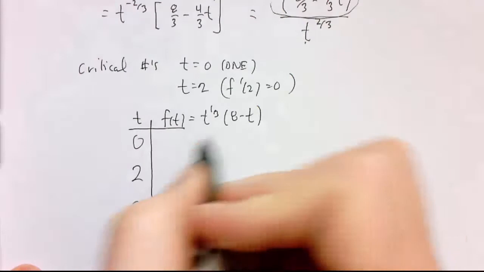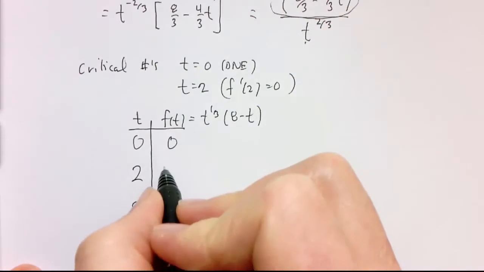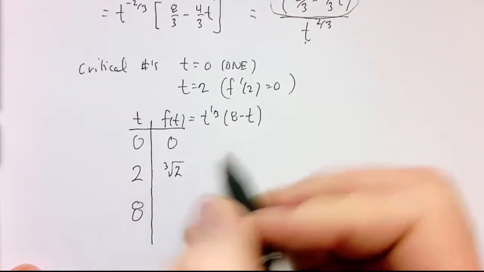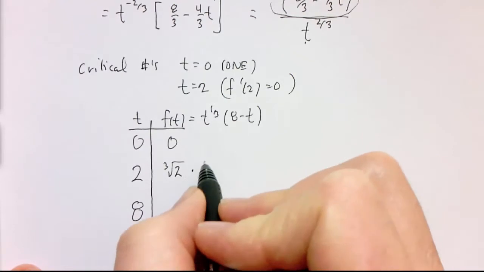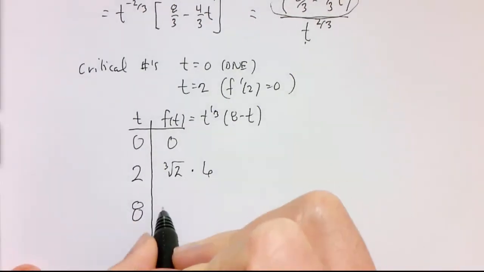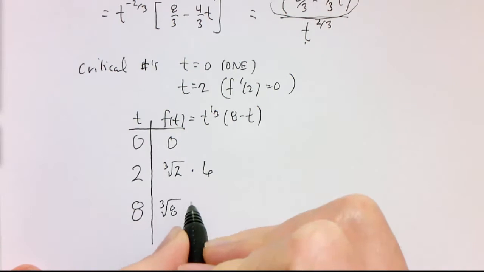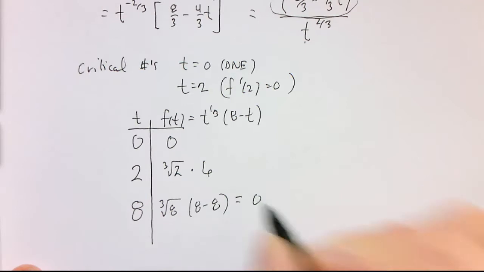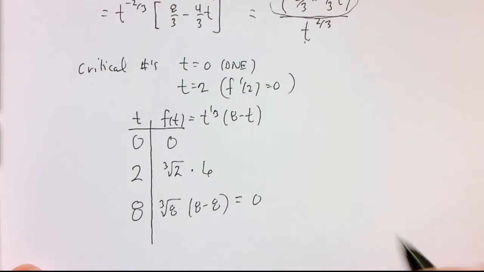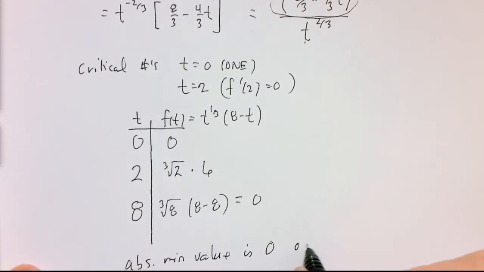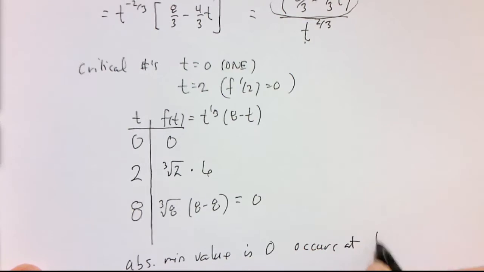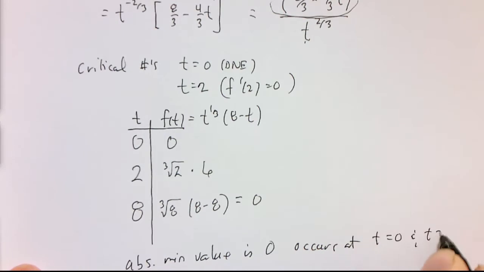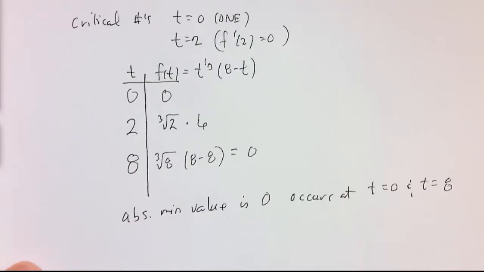When I plug in 0, I of course get 0 here. When we plug in 2, we get the cube root of 2 times 8 minus 2, which is 6. When I plug in 8, I get the cube root of 8 times 8 minus 8, which is 0 because of the 8 minus 8. So the absolute min value is 0, and that occurs at t equals 0 and t equals 8. This is one of those that occurs in more than one location.